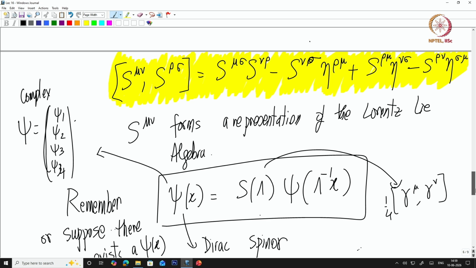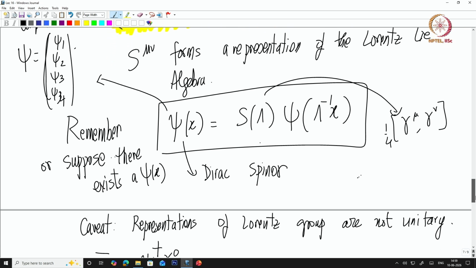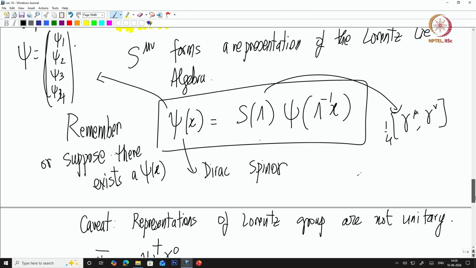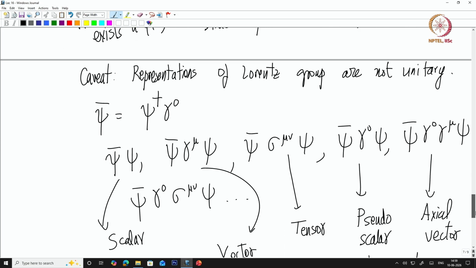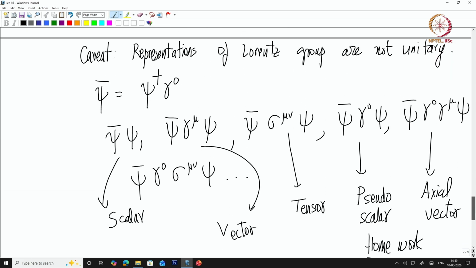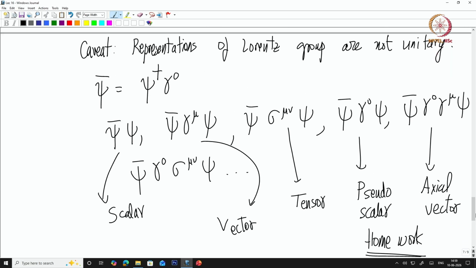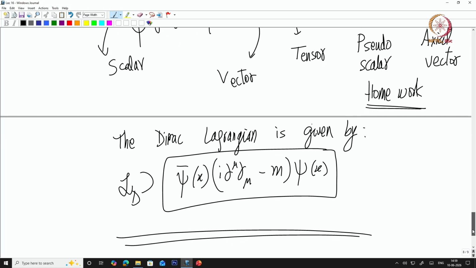Now, this is the important point: we can show that the spinor particles will appear as representations of the Lorentz algebra in this particular fashion. Then we went to studying the Lorentz covariants, what are the possible Lorentz covariants which we can construct from the spinors. I will go into this in greater detail, and then we finally wrote down the Dirac Lagrangian, but today let me go through it a little bit more in detail.